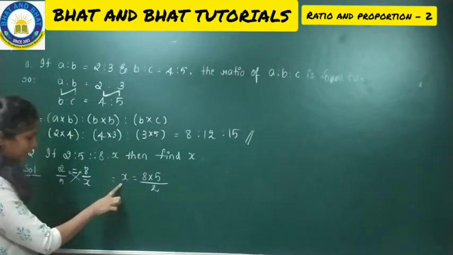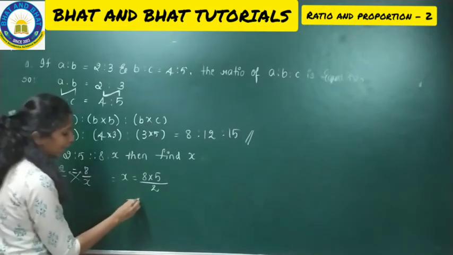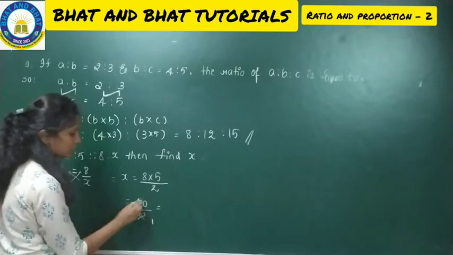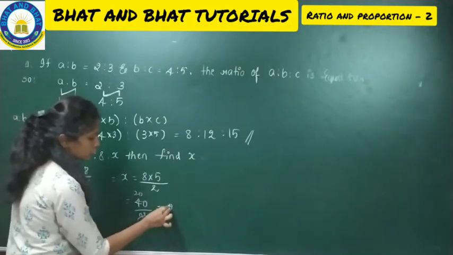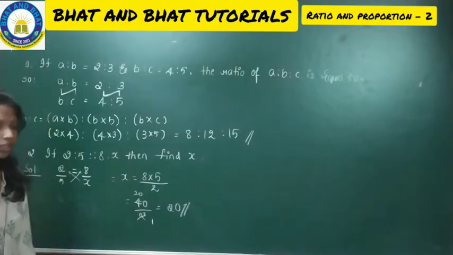Take the x to the left hand side. x is equal to 8 into 5 divided by 2. 8 5s are 40 by 2. So 2 20s are 40. Therefore the value of x is 20. Make a note.